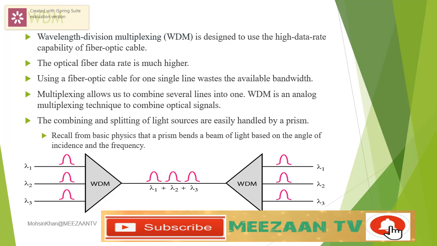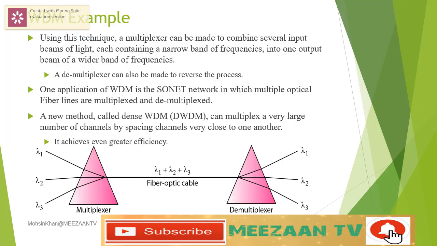Recall from basic physics that a prism bends a beam of light based on the angle of incidence and the frequency. As shown in figure, using this technique, a multiplexer can be made to combine several input beams of light, each containing a narrow band of frequencies, into one output beam of a wider band of frequencies. A demultiplexer can also be made to reverse the process.